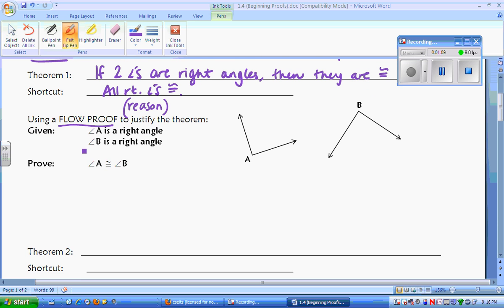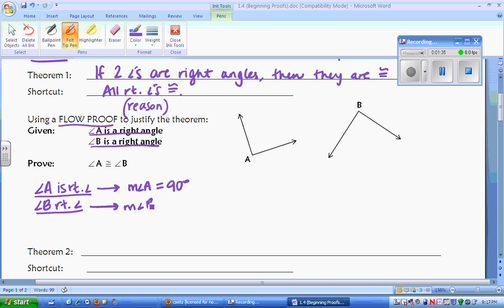So first, when I start my flow proofs, I underline my givens. So I'm going to rewrite them below. Angle A is a right angle, and angle B is a right angle. Okay, I'm going to go ahead and underline them. Now, before I use this reason, I'm going to justify them. What do we know about right angles? We know the measure of them is how many degrees? We know it's 90 degrees. So I can say now they're 90 for both.